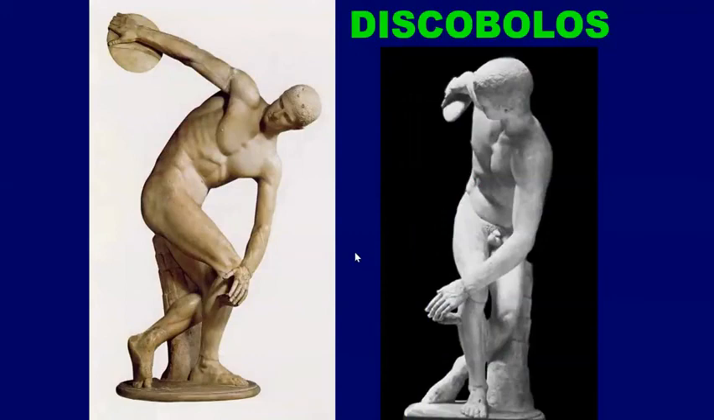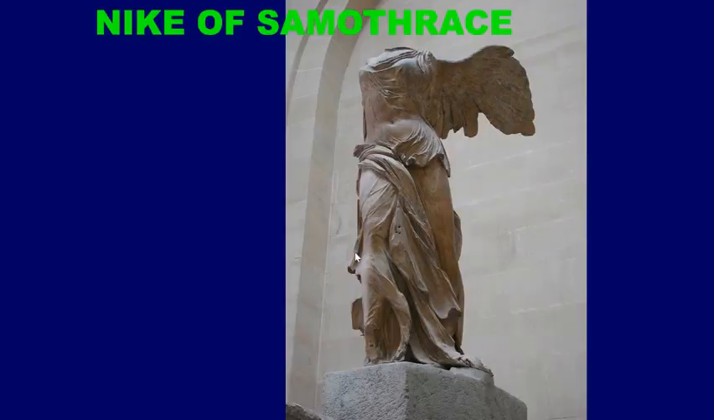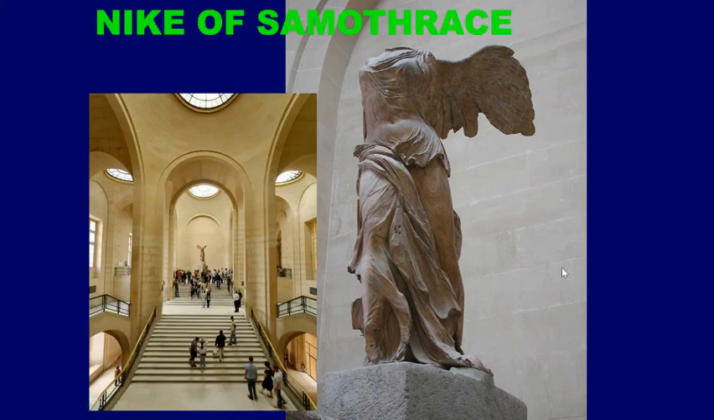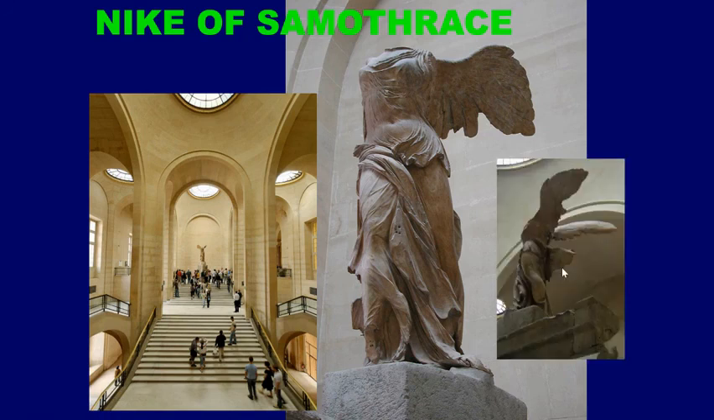All right. And then Nike of Samothrace, a very famous sculpture. This is one of the most famous sculptures in the world. So this is Nike, the goddess of victory, and she's missing her head and she's missing her arms, but the wind is blowing her dress around, and this is what she looks like in the gallery in the Louvre. And that's a big room to have your sculpture in. And that's what she looks like from behind.